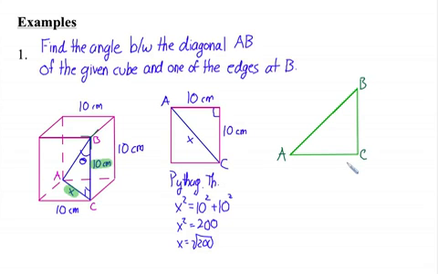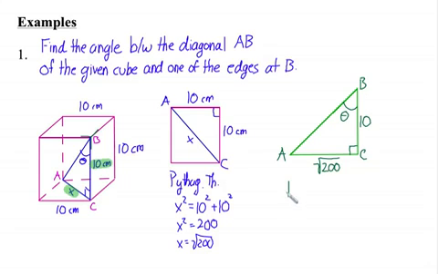AC is the diagonal on the base plane. We just found out that the length of that side is the square root of 200. We know that this is a right angle, and we know that the length of BC is 10. And the angle that we're trying to find is theta.